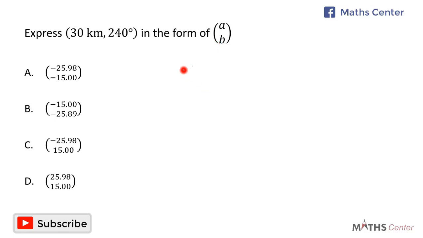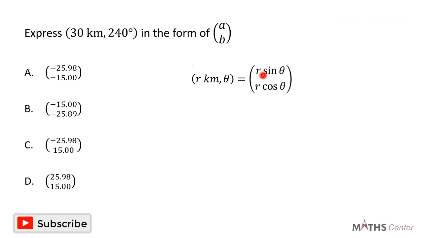If you have a vector in the magnitude direction form, for example, if the magnitude is r kilometers and the direction is theta degrees, and you want to express it in the component form, the x component will be r sine theta and the y component will be r cos theta.